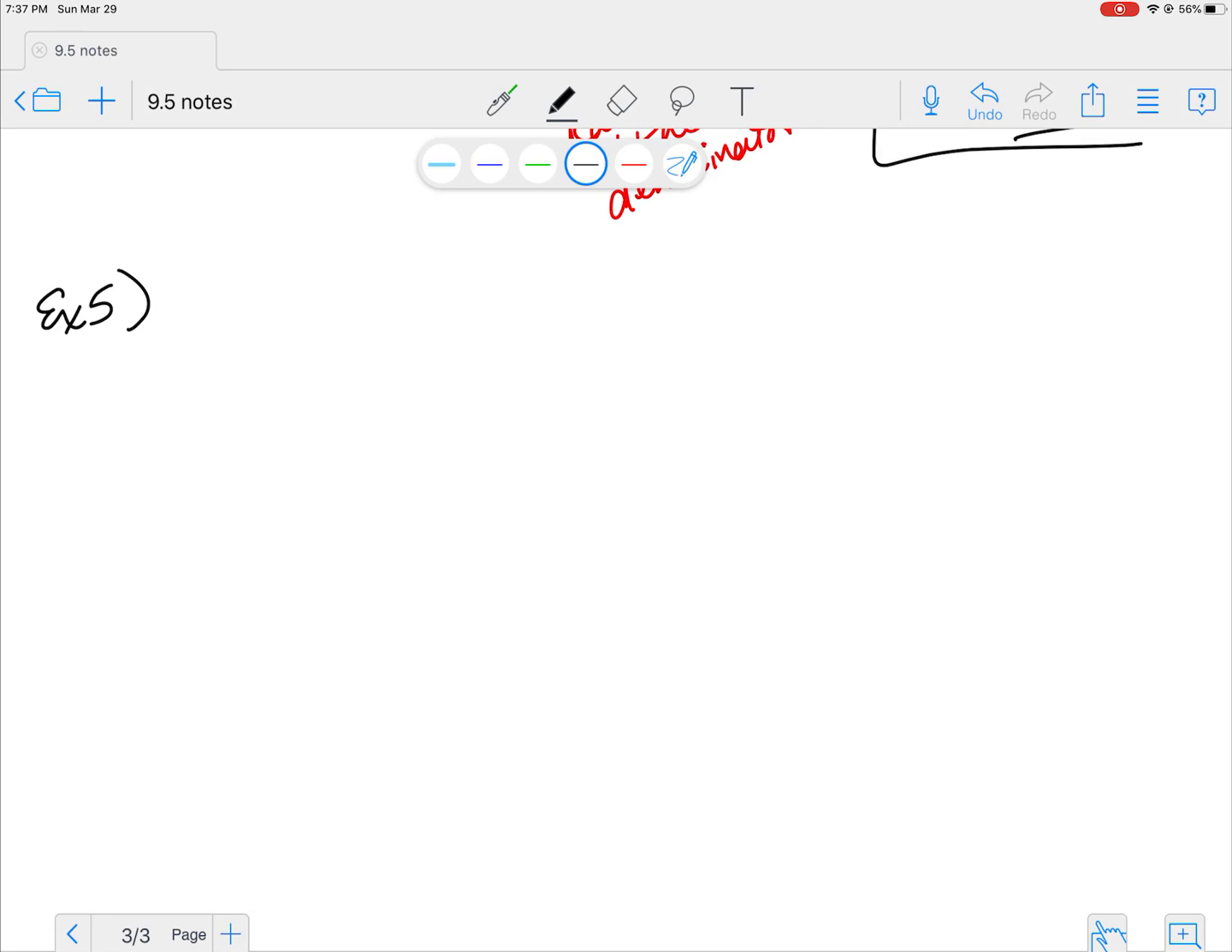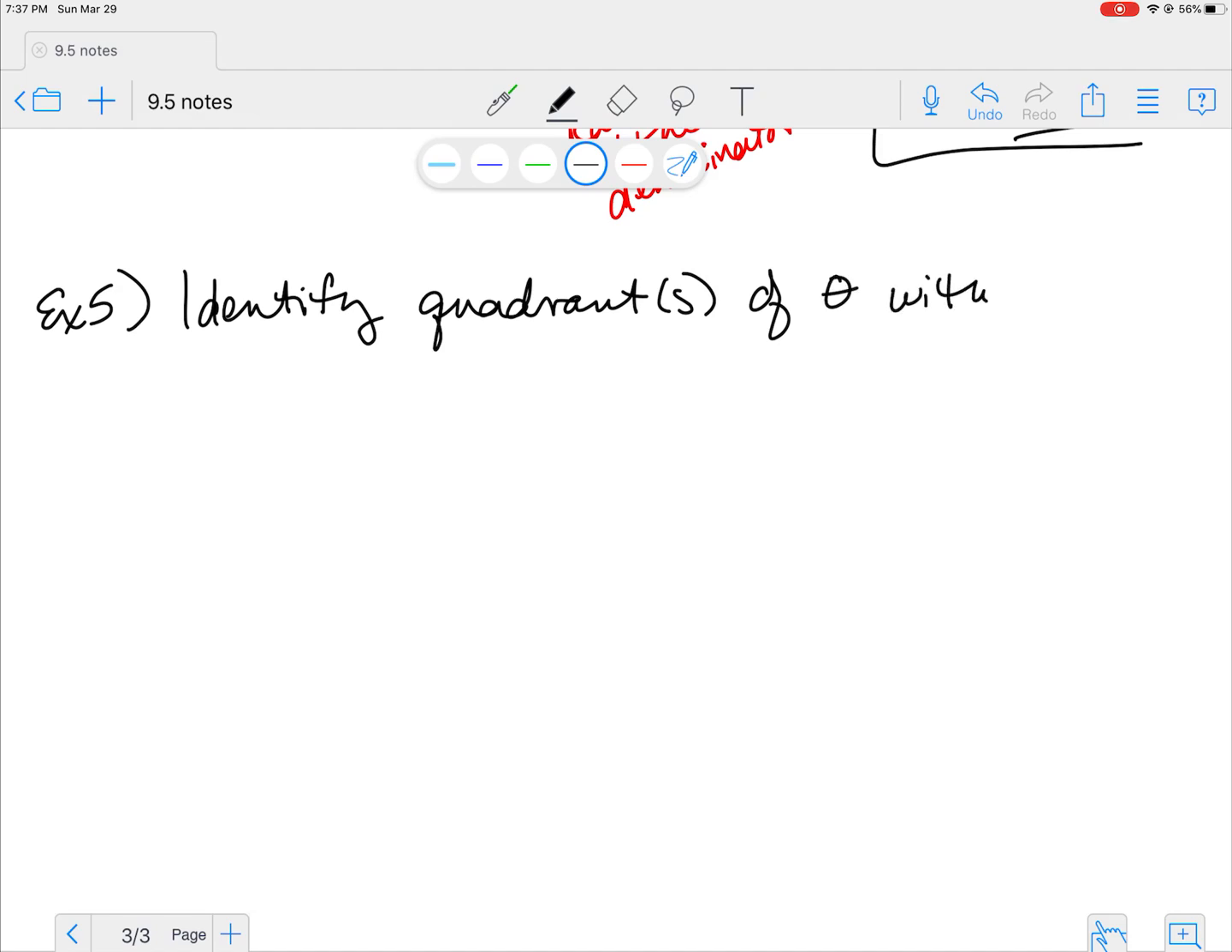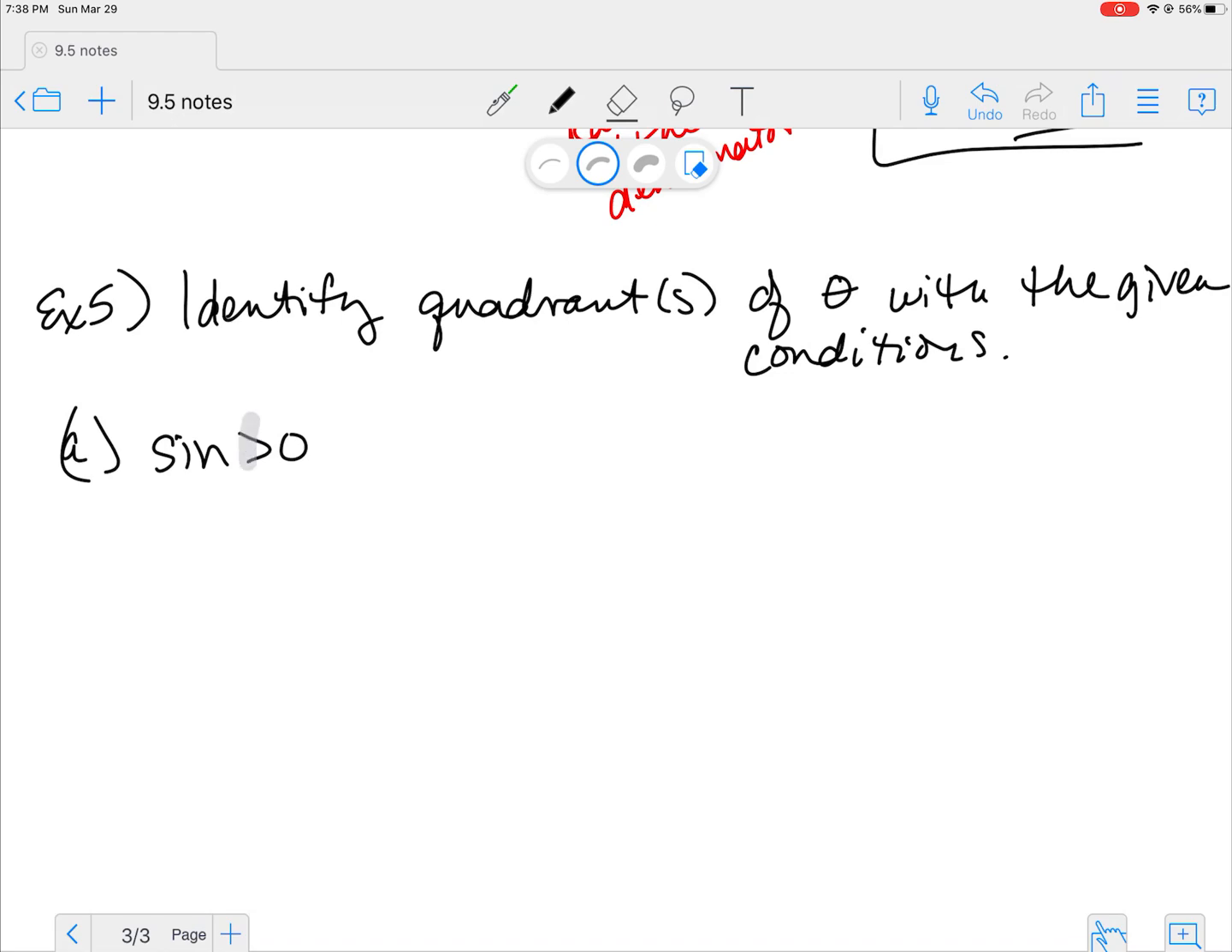All right. Okay, let's look at some more. I think we might be able to pull this off. Let's look at some more relationships here. I want to identify the quadrant or quadrants, plural, depending, of these different functions. Oh, how about that? Identify the quadrant, or quadrants if there is more than one, of theta with the given conditions.